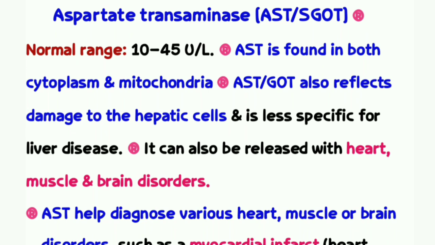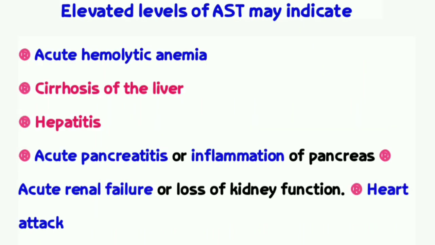Aspartate transaminase normal range is 10 to 45 units per liter. AST is found in both cytoplasm and mitochondria. AST or GOT also reflects damage to hepatic cells, but is less specific for liver disease. It can also be released with heart muscle and brain disorders. AST helps to diagnose various heart muscle or brain disorders such as myocardial infarction, heart attack. Elevated levels of AST may indicate acute hemolytic anemia, cirrhosis of the liver, hepatitis, acute pancreatitis, or inflammation of the pancreas.